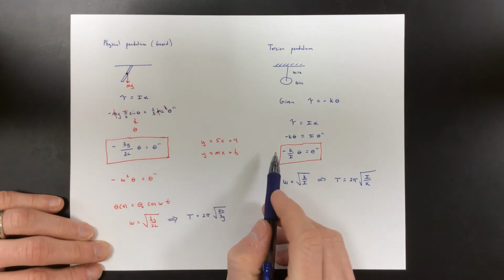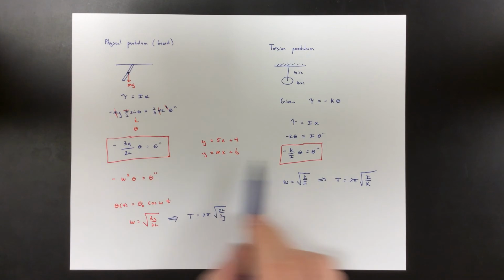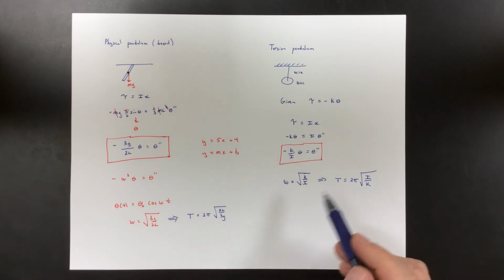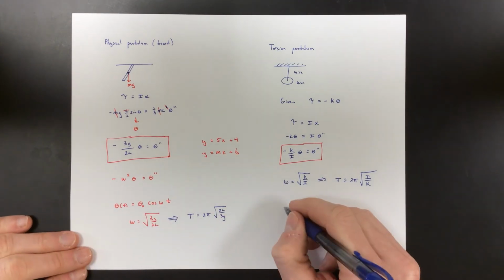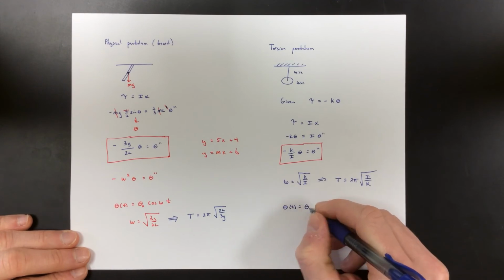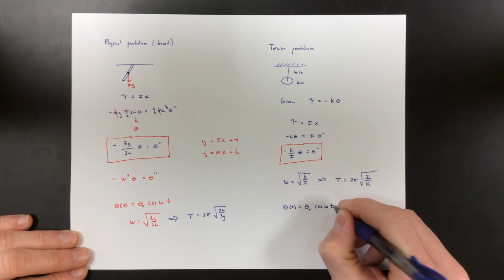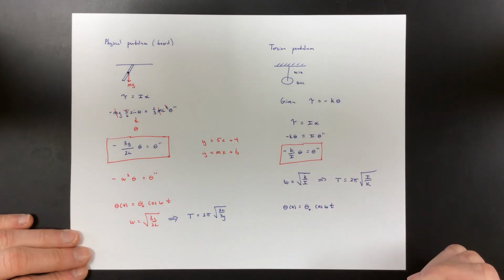Both of these things operate exactly the same. They both get the same differential equation. With the differential equation, you can read off the period, you can read off the omega, you can get the equation of motion. Again, the equation of motion here will be some original theta you displaced it with times cosine of omega t, where you know cosine.